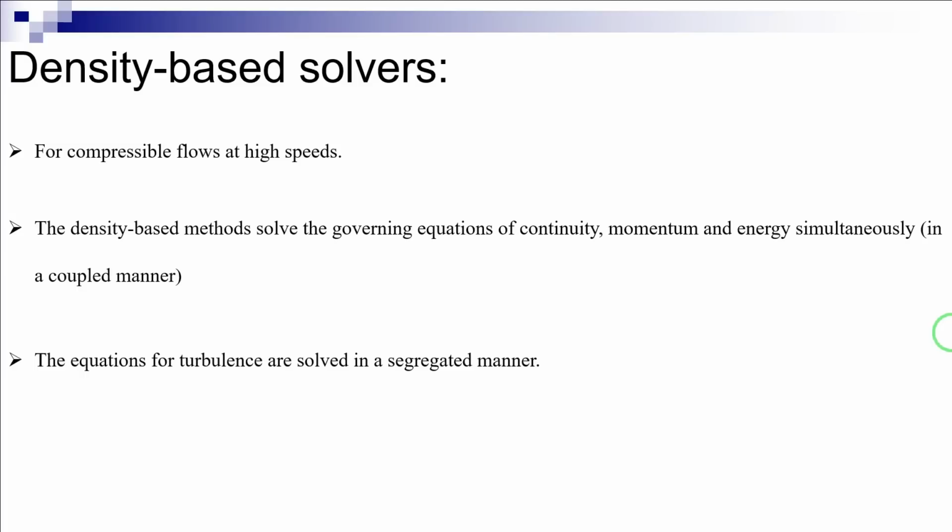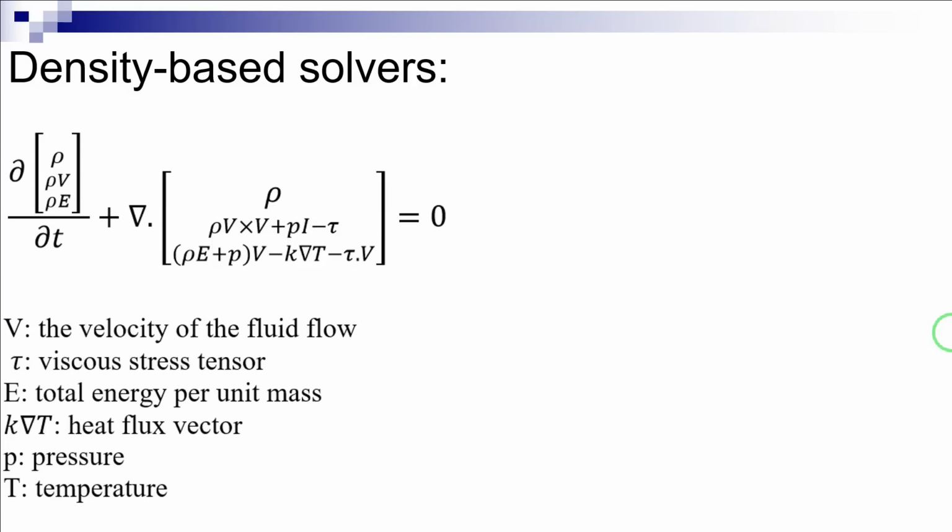The governing equations solved by the coupled solver are shown here. Here, V is the velocity vector of the fluid flow, tau is the viscous stress tensor, E is the total energy per unit mass, k nabla T is the heat flux vector, P is the pressure, and T is temperature. Note that in this equation, the source terms such as the body forces have been ignored.